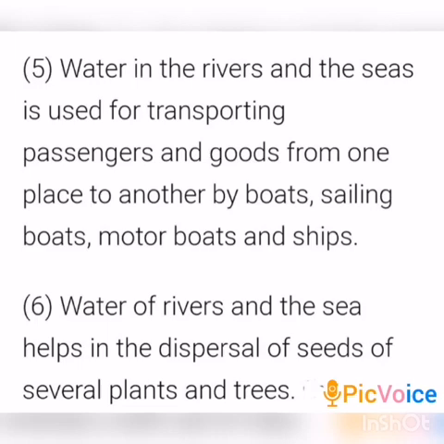Then water in the rivers and the seas is used for transportation, isn't it children? Yes. Then next is the water of rivers and the sea helps in the dispersal of seeds of several plants and trees. You may study about this factors of seed dispersal, some factors. Yes, one of the factors which is used to disperse the seeds is water.